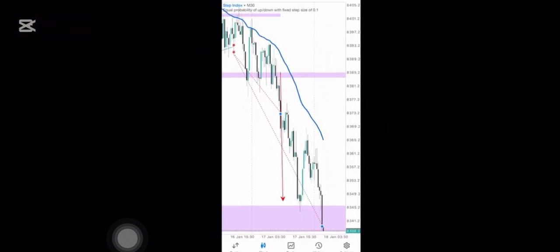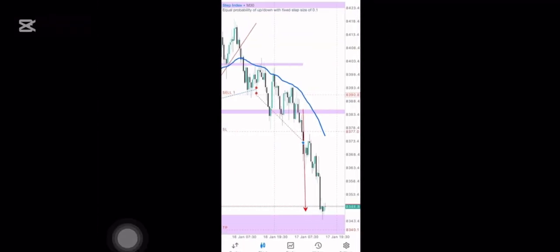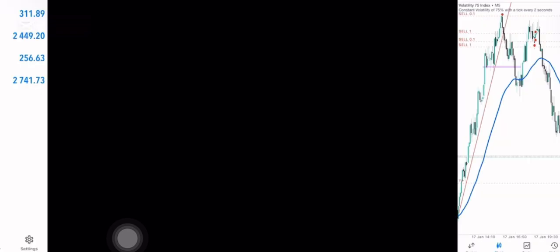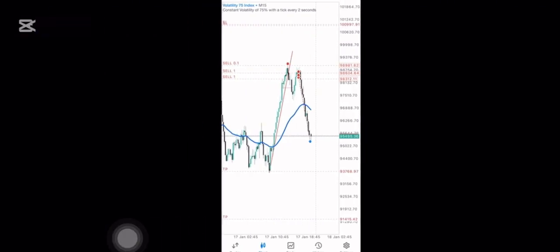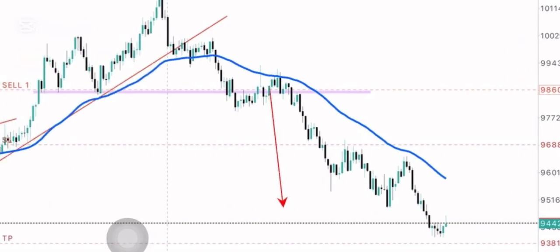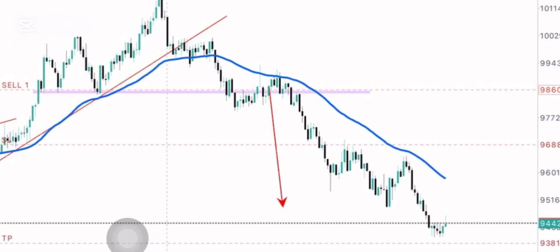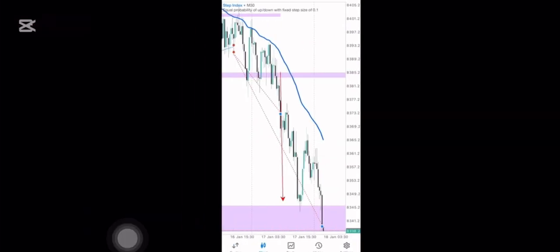Look at this one, step index. I also posted the signal here. Look at it. And this one, I posted them. Like I used to post the signals, and we all take the trade together. You can see.